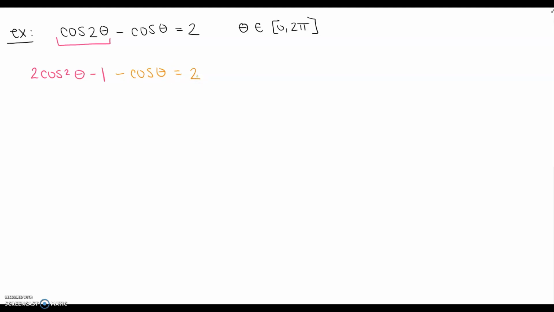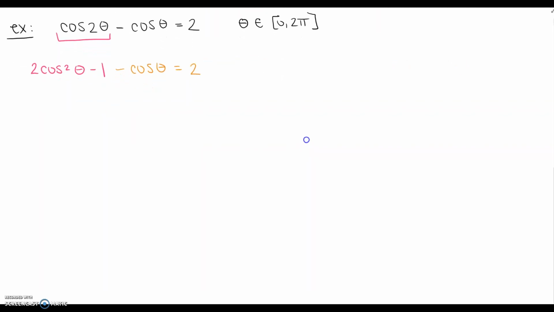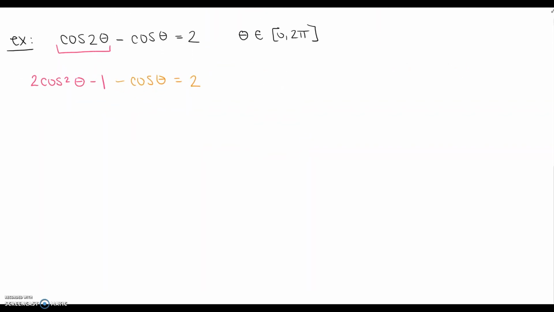So my goal is to solve. And remember, everything is in terms of one trig function. That's great. We do want to set it equal to 0 so that we can solve. And we want to try to not cancel things out. So I'm going to bring that 2 over and do a little bit of rearranging. So this is 2 cosine squared of theta. I'm going to put my minus cosine theta next, so my numbers are all together. And then I'm going to subtract 2, and negative 1 minus 2 is negative 3.